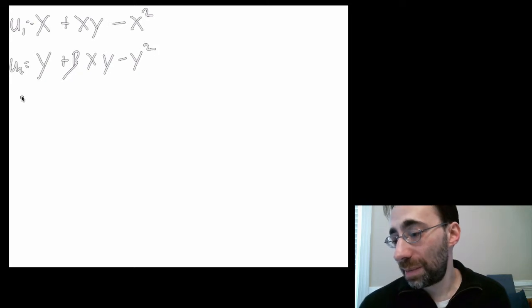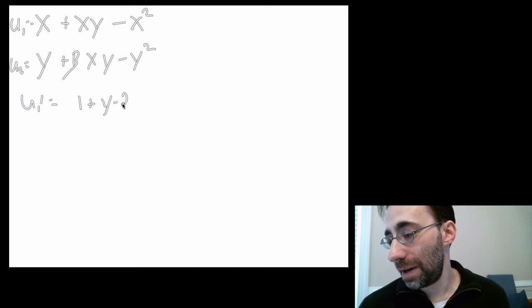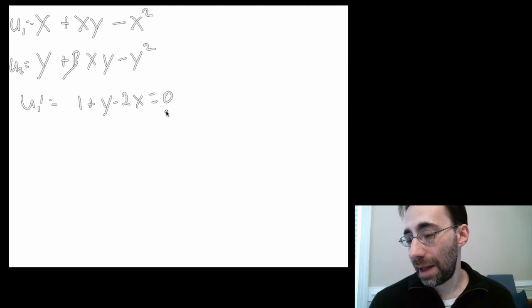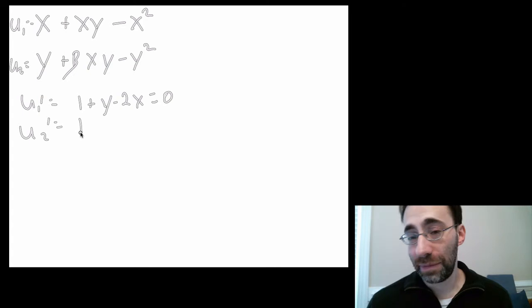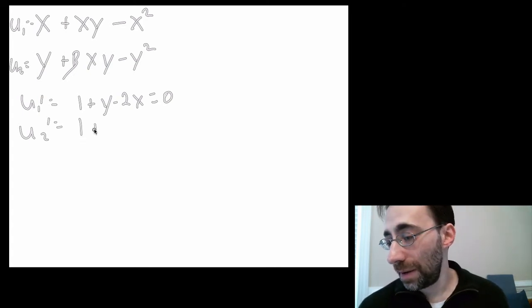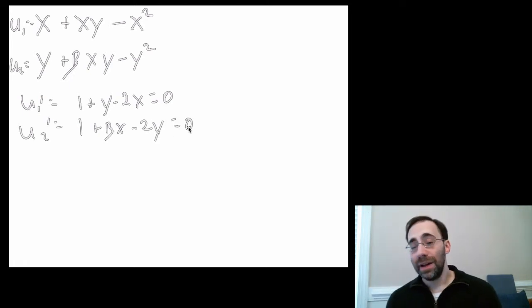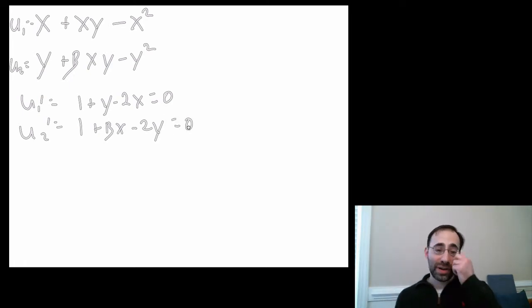So first, you're going to maximize player 1's utility. That's going to be 1 plus y minus 2x, and that's going to equal 0. And player 2's utility, we're going to maximize as well. With respect to y this time, it's going to be 1 plus beta x minus 2y. So pretty symmetric. So this is as far as we could go if we couldn't actually solve simultaneous systems of equations. We could maximize each individual's utility, but not figure out what the joint equilibrium is.